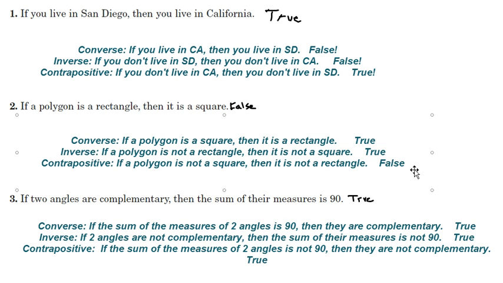If the sum of the measures of two angles is 90, then they are complementary. That's true. For the inverse, if two angles are not complementary, then the sum of their measures is not 90. That is true. And finally, the contrapositive of number three. If the sum of the measures of two angles is not 90, then they are not complementary. And that statement is true. On number three, all four truth values for all four statements were true.